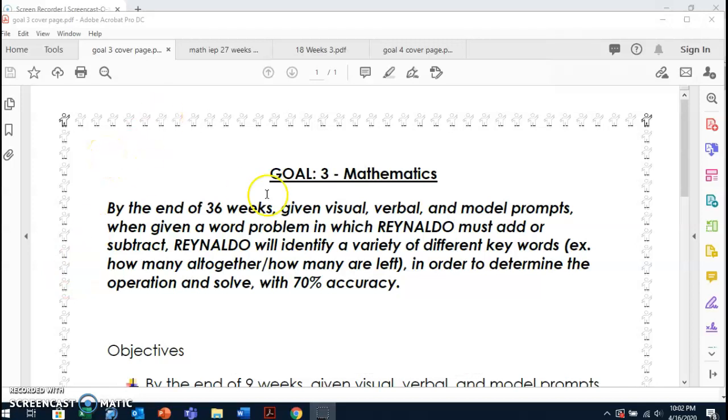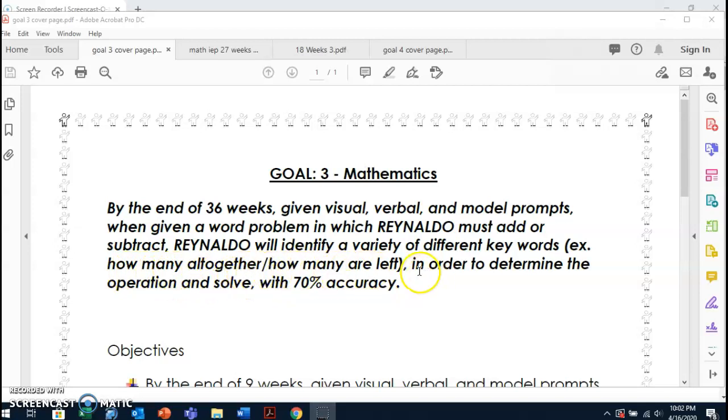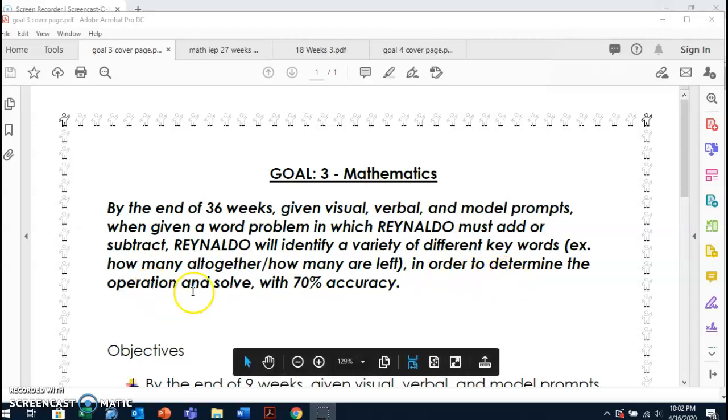Hello, for today we're going to be working on goal number 3. By the end of 36 weeks, given visual, verbal, and model prompts, when given a word problem in which Reynaldo must add or subtract, Reynaldo will identify a variety of different keywords. Example, how many altogether, how many are left, in order to determine the operation and solve within 70% accuracy.